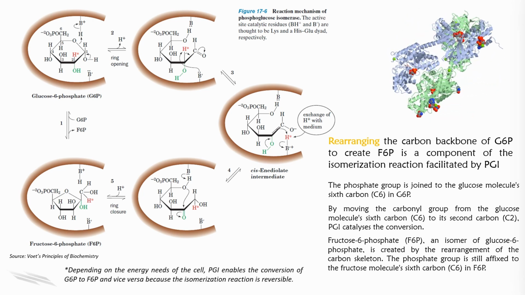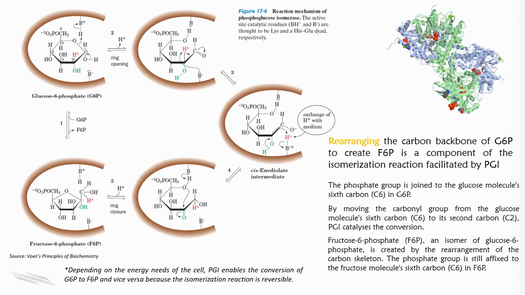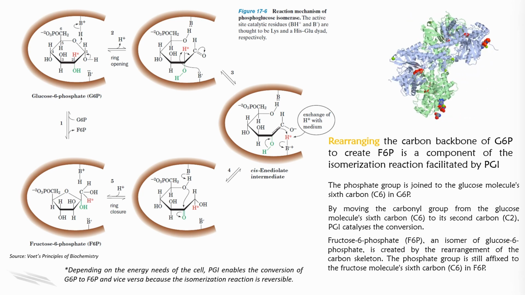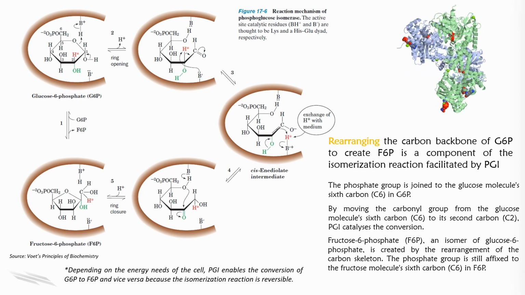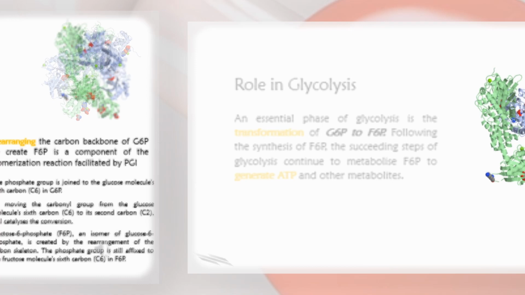The phosphate group is still affixed to the fructose molecule's 6th carbon, C6, in F6P. Depending on the energy needs of the cell, phosphoglucose isomerase enables the conversion of glucose 6-phosphate to fructose 6-phosphate and vice versa, because the isomerization reaction is reversible.